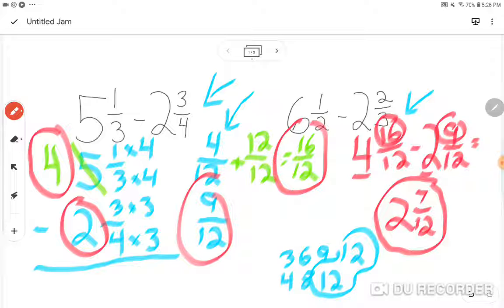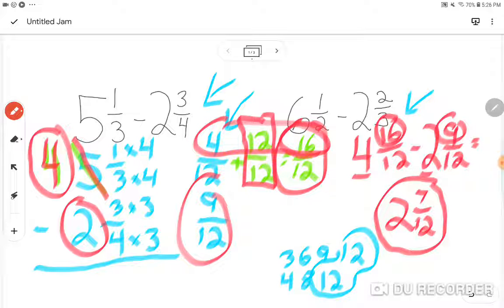So how did I do that again? When I knew I had to borrow, I crossed out the 5 and I made it a 4. And remember, you're taking that 1 because you used to have 5 and now you only have 4. So the 1 goes over here. What is one whole? In this case, 12 twelfths. So that's how I got 16 twelfths by adding the tops right here, right? And now I have enough to subtract 9 because I have 16. So hopefully all that made sense.